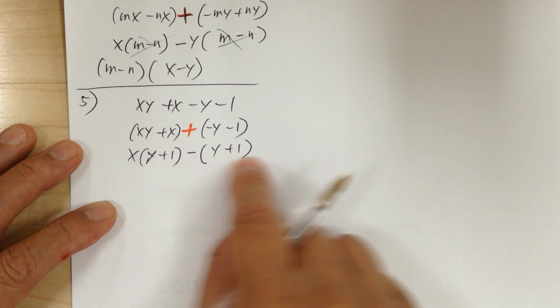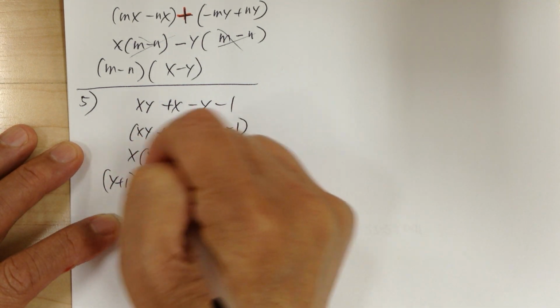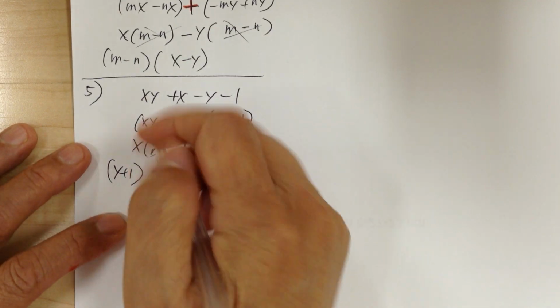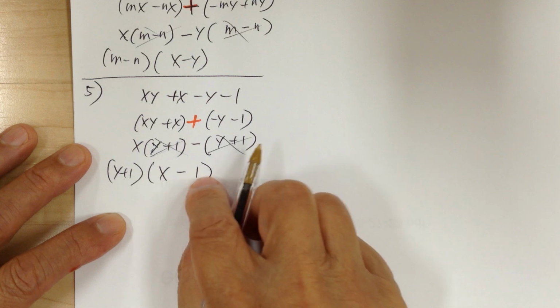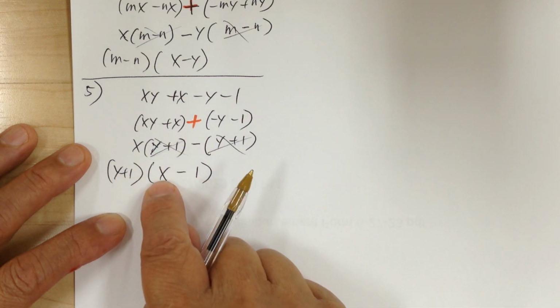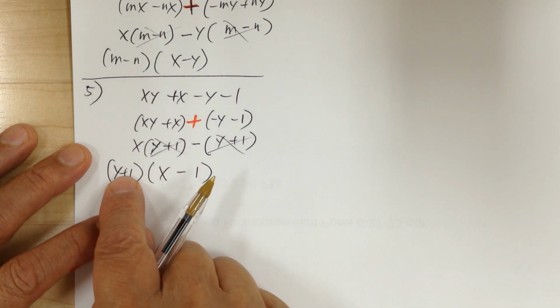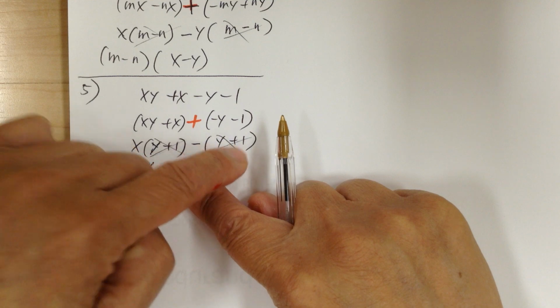Then you have y plus 1, y plus 1. So you can factor out the y plus 1, and this will be gone. The leftover would be x minus 1. Again, when everything is gone, it's 1. When you factor, everything is 1. And you can check: the parenthesis times x will give you this over here, and this times minus 1 will give you this. If you don't have that, then you won't be able to get this back.